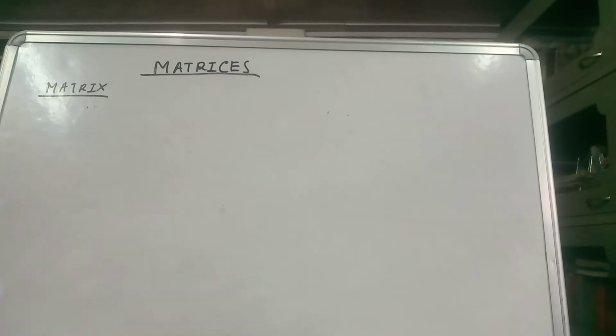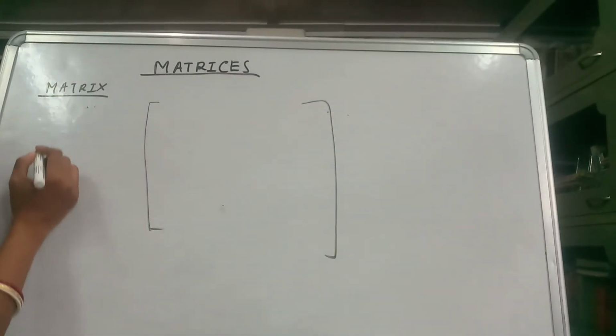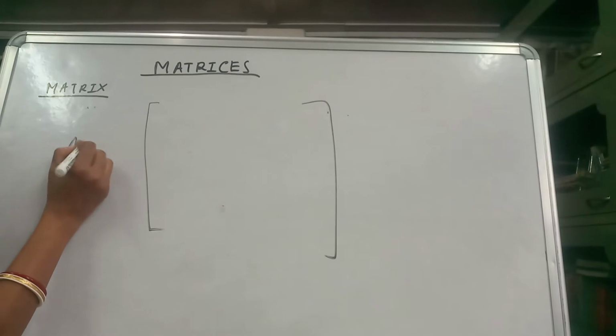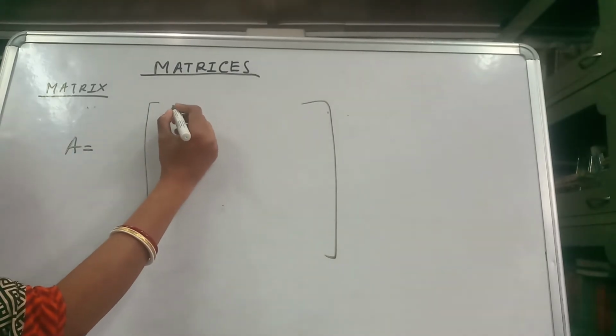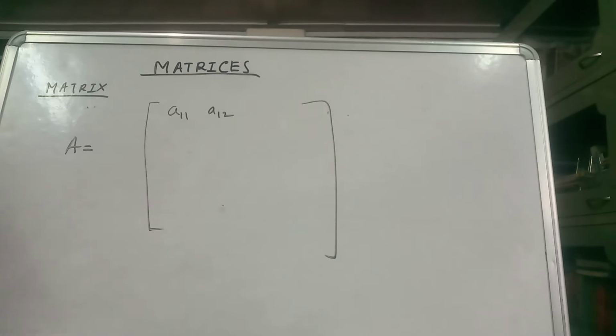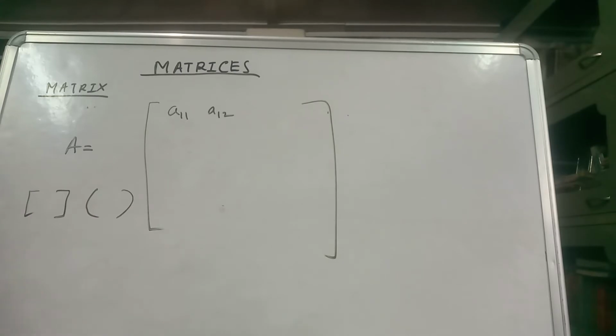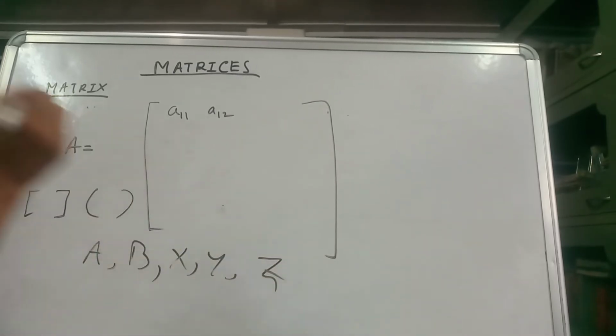A matrix is an ordered rectangular array of elements. Such an array is enclosed by this type of symbols. The numbers may be real or complex, or functions, and are called the elements or entries of the matrix. A matrix is represented by a single capital letter like A, B, X, Y, Z, etc.